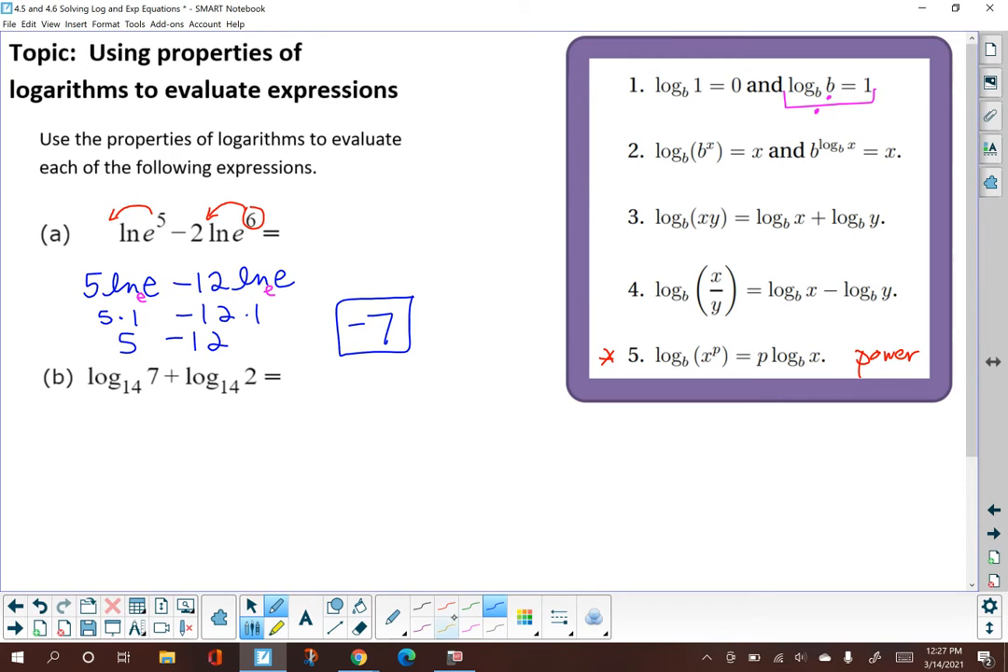Okay, for the second one, we have two logs that are being added together. So we are going to use this product property of logs. If we have two logs with the same base that are being added together, we can multiply their arguments in a single log. So if I multiply those two arguments together, this is the same as log base 14 of, well, 2 times 7 is 14. So this is log base 14 of 14. And again, applying that same rule that we used for the first problem, log base 14 of 14 is equal to 1.